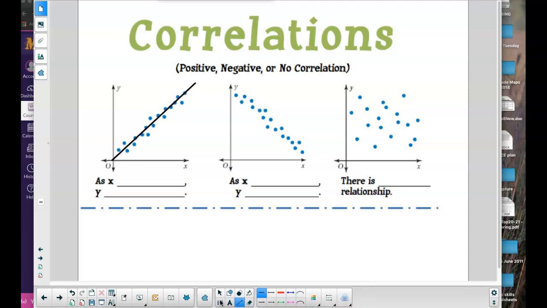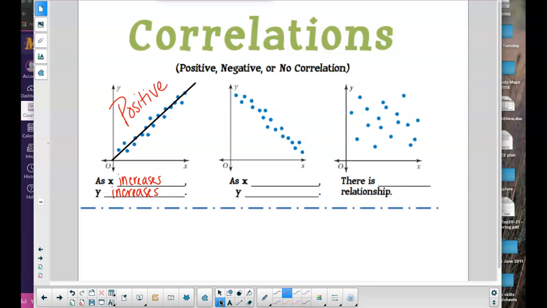So what we're going to write on these blanks is that as x increases, y also increases. This is a positive correlation. As one thing goes up, the other also goes up. Now, it could be the exact opposite: as one goes down, the other goes down. But they have to be going in the same direction, either both up or both down, and then it's positive.